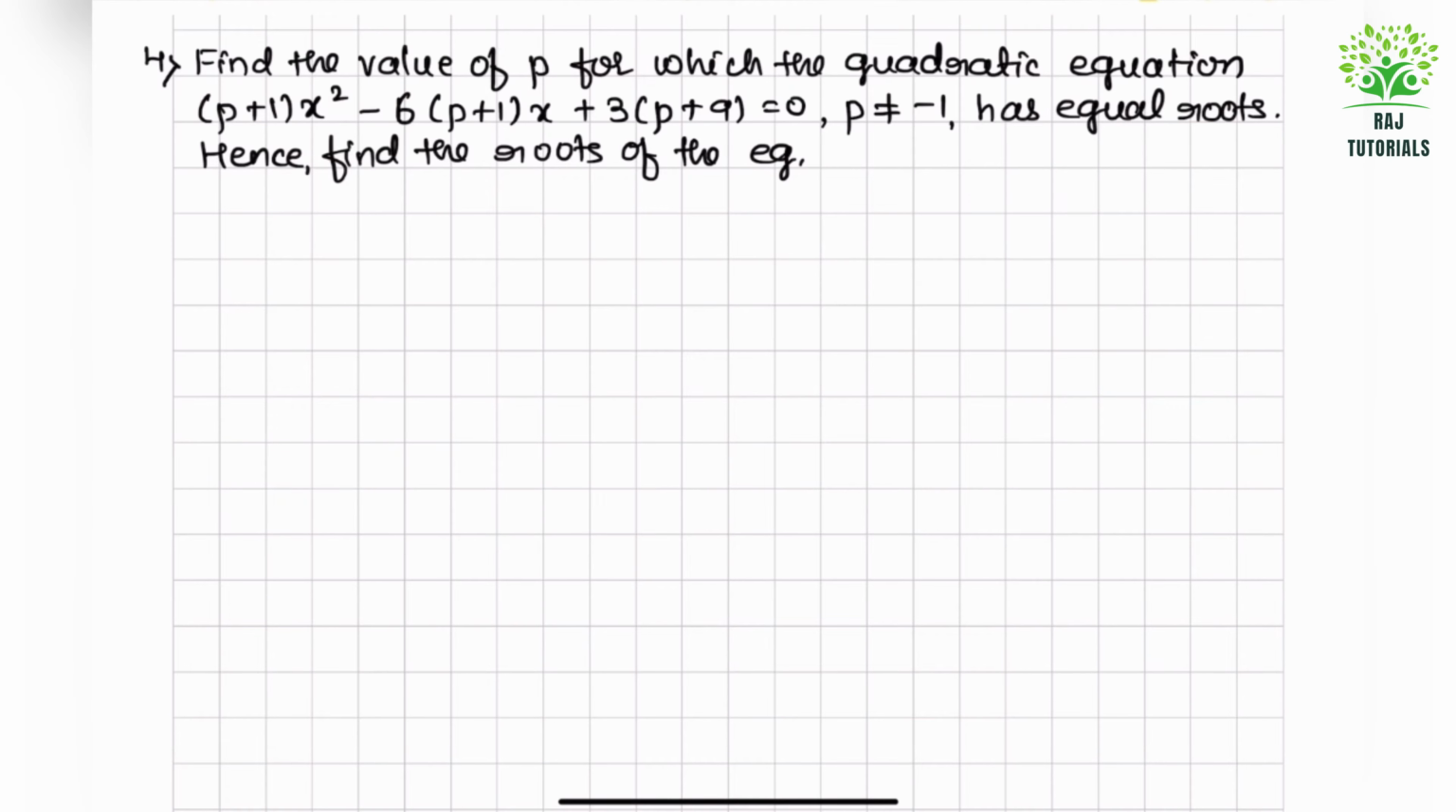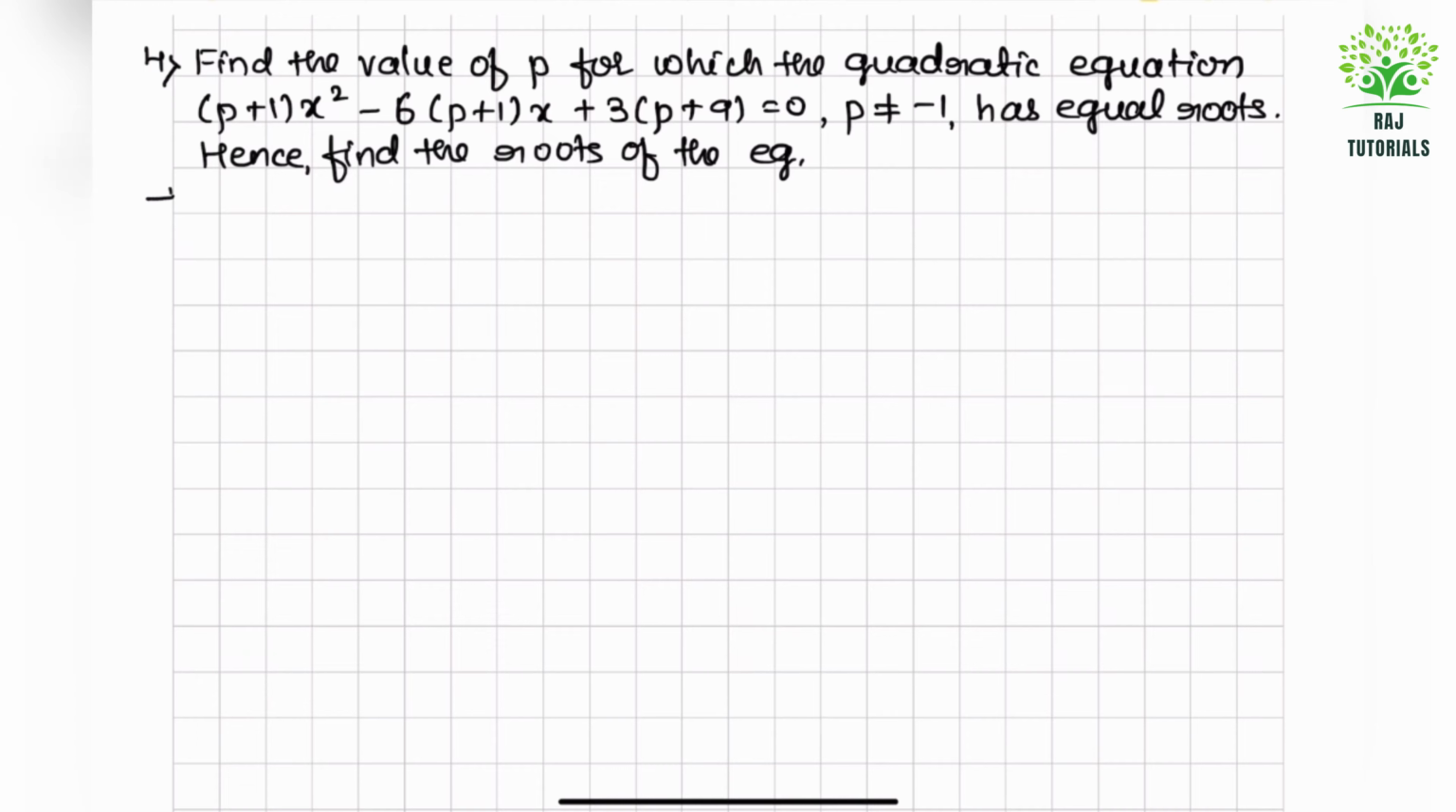Next it says find the value of p for which the quadratic equation (p + 1)x² − 6(p + 1)x + 3(p + 9) = 0, where p is not equal to −1, has equal roots. Hence find the roots of the equation.